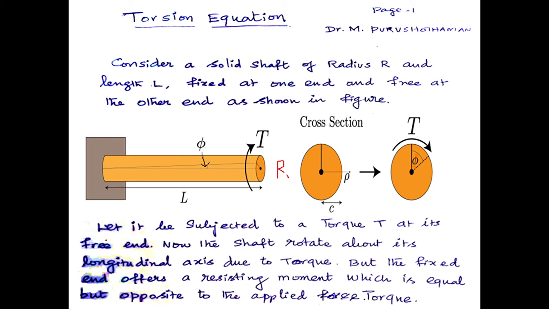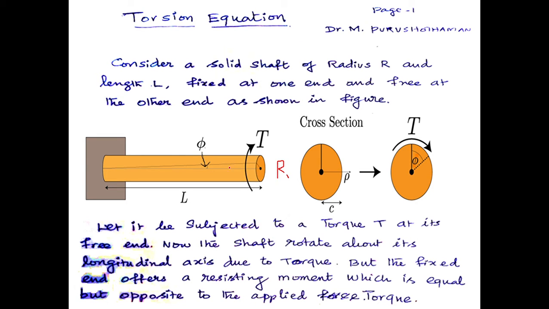If the shaft is subjected to a torque T at the free end, the shaft rotates about its longitudinal axis. This is the longitudinal axis. Because of this rotation, the longitudinal fiber will get displaced. This is known as torque. So it makes some twist through some angle.